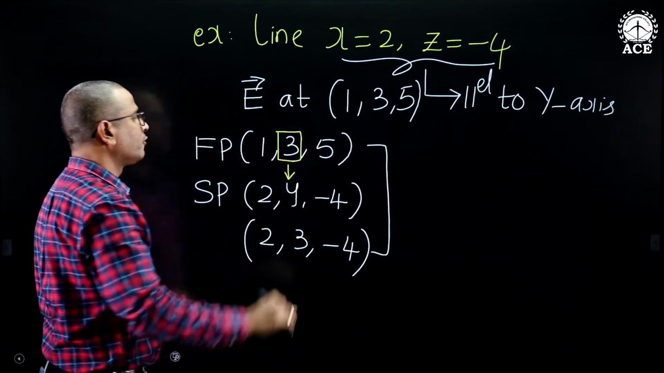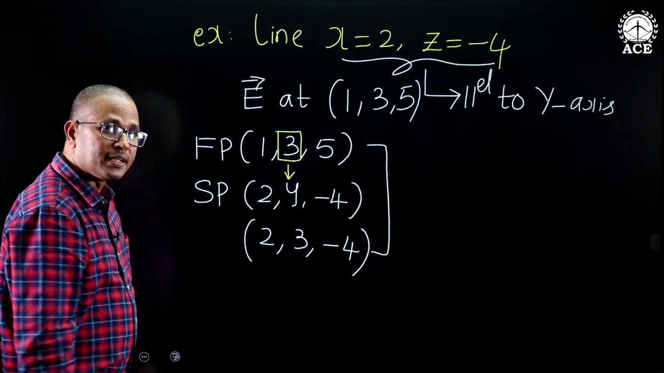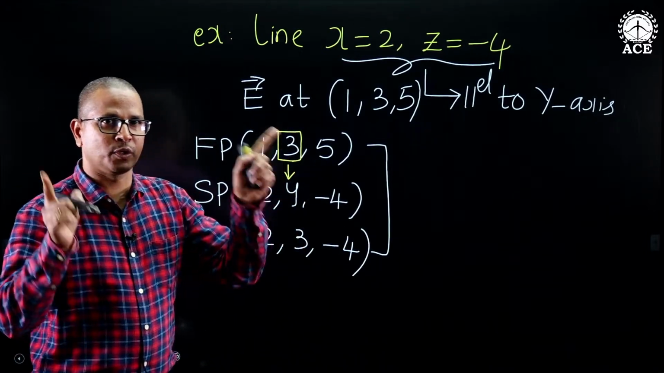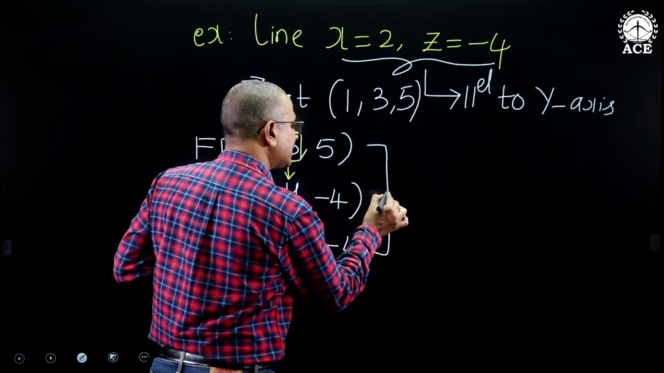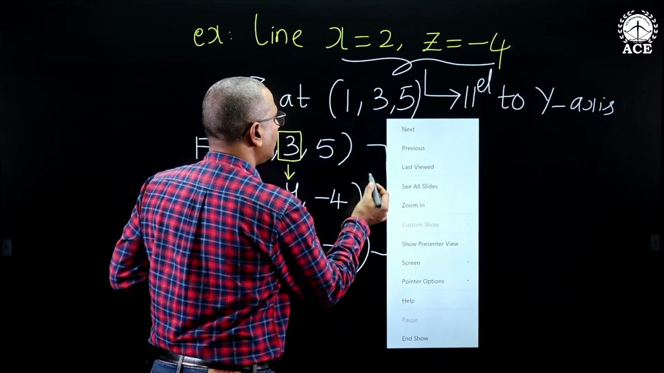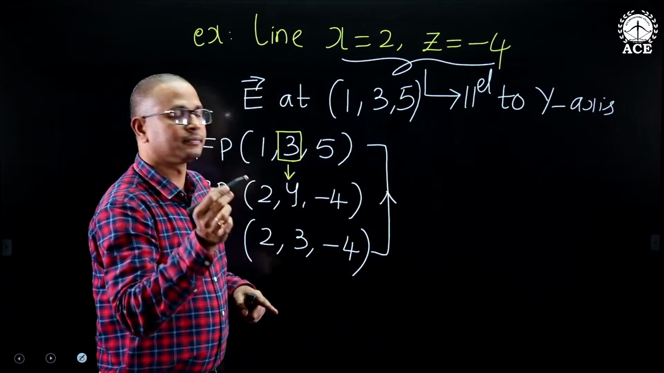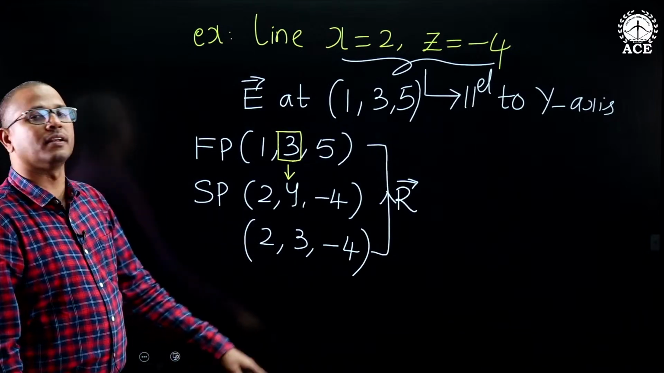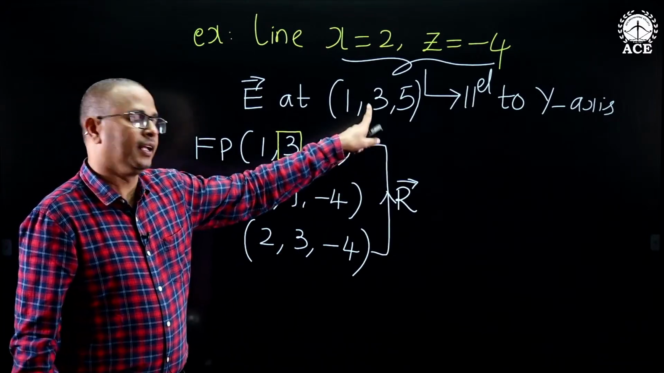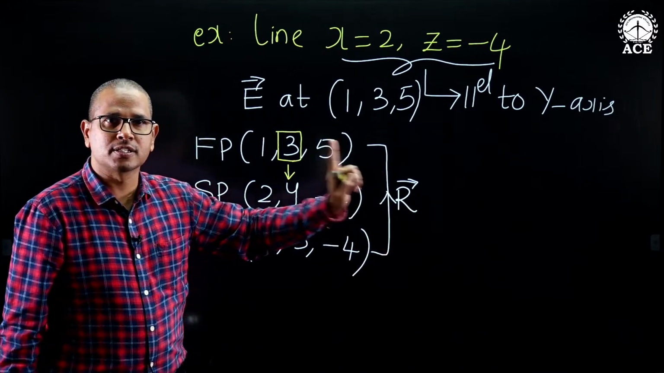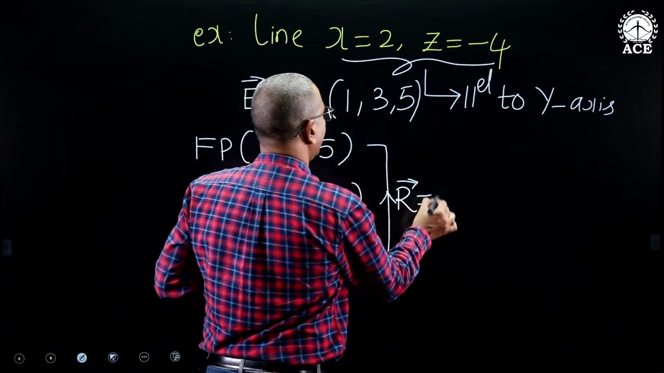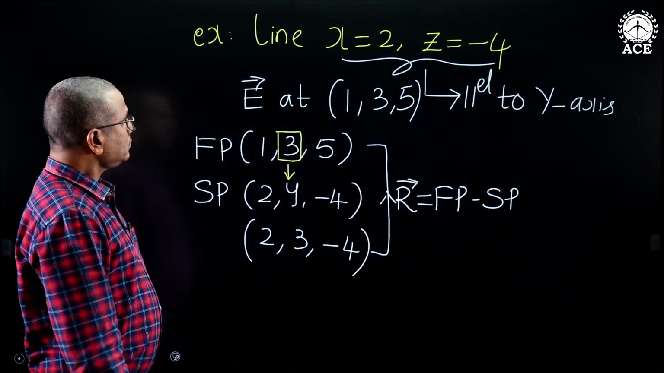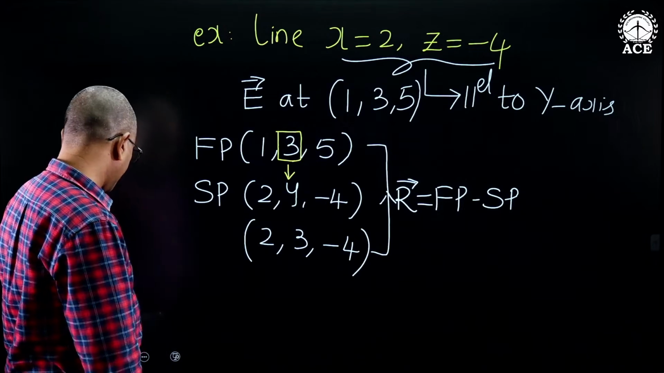Now if you know this, can you find the displacement? Yes. How do you get the displacement? Displacement you should always take from SP to FP. SP to FP means the arrow must be pointed towards the field point. This is R bar. Now you tell me, dear students, who is initial and who is final? The tip of the arrow indicates final, the other end of the arrow indicates initial. So always R bar is FP minus SP. That's all.